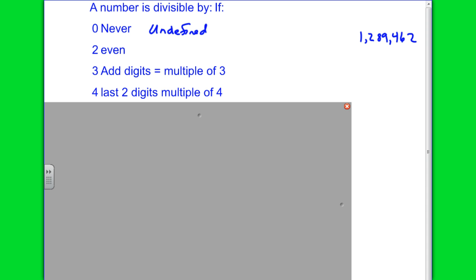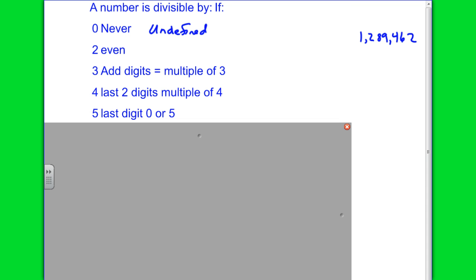Okay? How about 5? Is this number divisible by 5? Yes or no? Who says yes? Who says no? How did you know, Luca? Because there's not a 0 or a 5 at the end of it. Very good. That's one you learn when you're really young, right? Is this number divisible by 6?